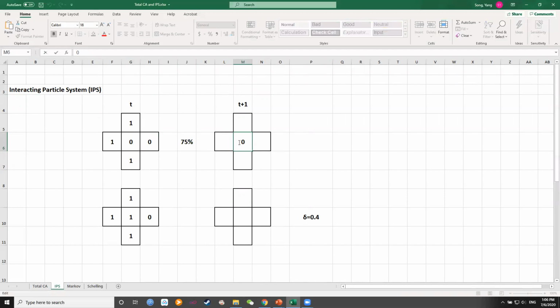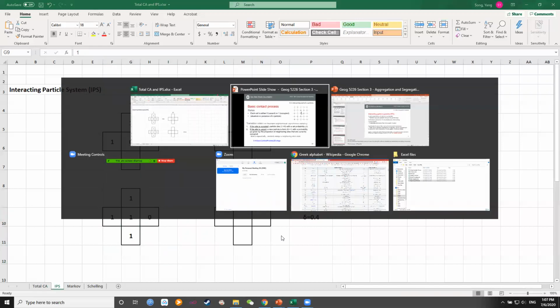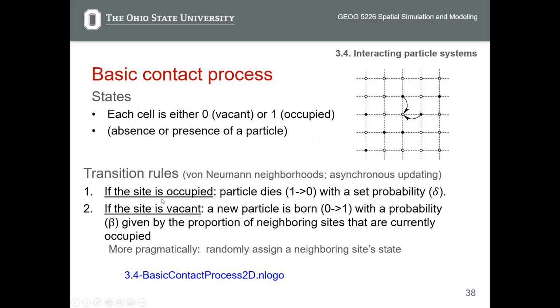So here we introduce something called randomness. Okay, let's say this example. Now the cell is alive, it is occupied. We're going to use delta to decide if the cell is going to be alive or dead at t plus 1. And now it has nothing to do with its neighborhood, because if we go back, rule number 1: if the site is currently occupied, a particle dies with a set probability delta. It has nothing to do with its neighbors.